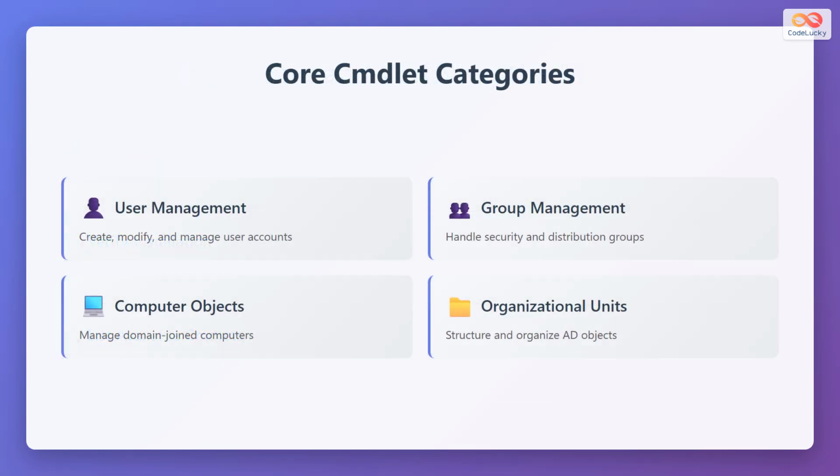The Active Directory module organizes its cmdlets into several core categories. First is user management, which allows you to create, modify, and manage user accounts in your domain. Second is group management, which handles both security groups and distribution groups. Third is computer objects, which lets you manage domain-joined computers and their properties. Finally, there are organizational units, which help you structure and organize Active Directory objects in a logical hierarchy. Each of these categories contains multiple cmdlets that follow consistent naming patterns, making them easy to learn and remember.